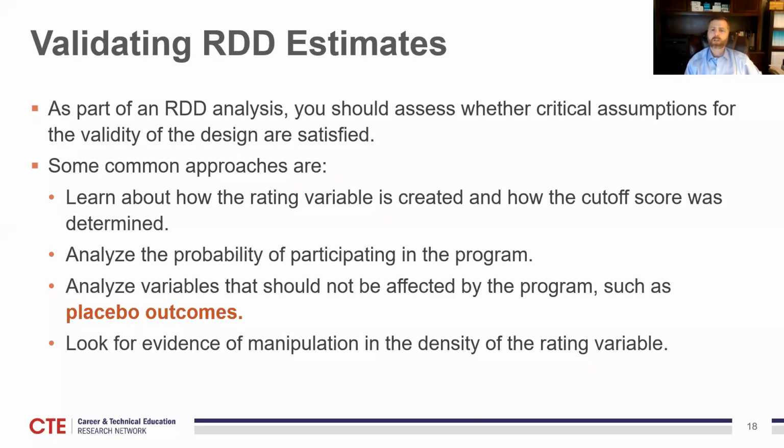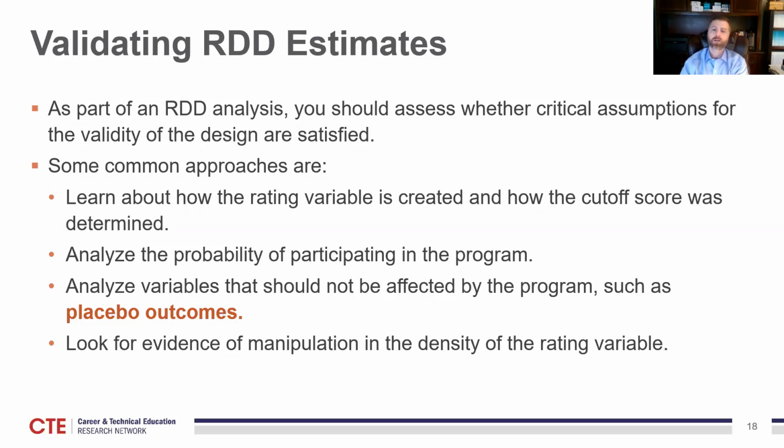Second approach is to analyze the probability of participating in the program, the probability of receiving the treatment. To do this, you can essentially plot the same type of smooth plots that we talked about earlier. In order for the design to be valid, there has to be a jump in the probability of participating in the program at that cutoff. So if you look at a plot of the probability of participating in the program and you don't see any sort of jump at the cutoff, that means that your design is not really able to identify that treatment effect.